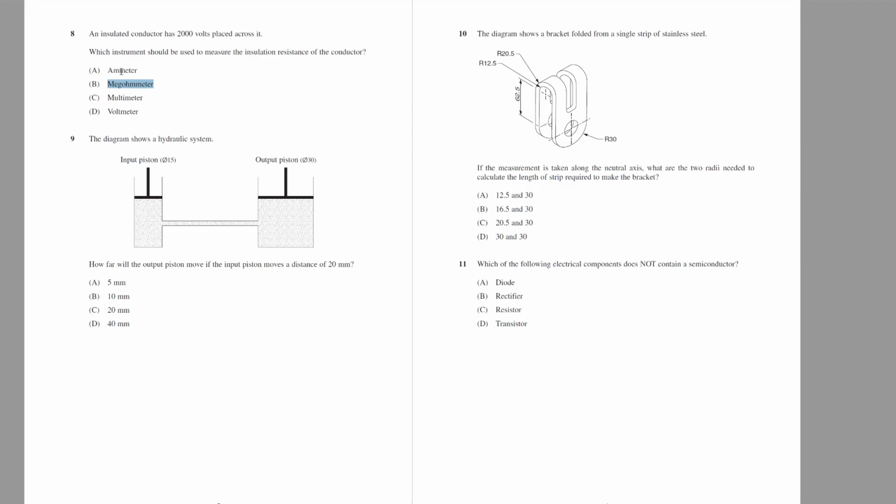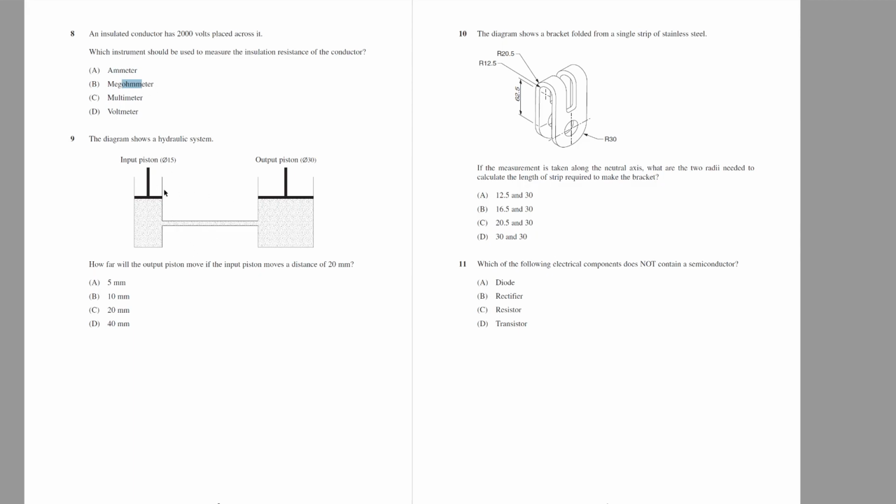Okay, so it's true to say that the multimeter just does what the ammeter and the voltmeter do anyway. So it's true that if we know the voltage, which we have here, we could use the ammeter to calculate the resistance. This is why the mega is the right answer.